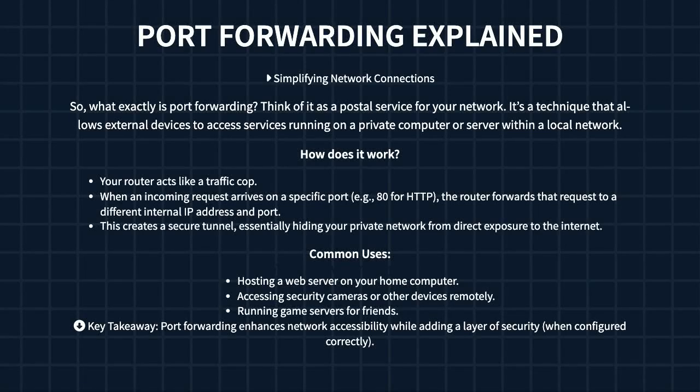Okay, let's talk about port forwarding. Essentially, it's like creating a secret route for internet traffic. The router acts as the gatekeeper, and when someone tries to reach your computer on a specific port, say the standard port for web servers, the router intercepts that request and sends it directly to the correct internal address. This lets you share services like websites or cameras with people outside your home network safely. It's super useful if you want to host something yourself or access devices remotely. Just remember, good security practices are important when setting this up.